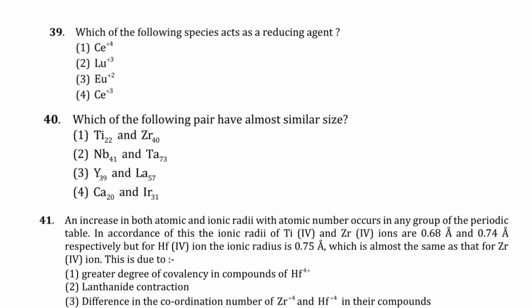Next, 39. Which of the following species acts as a reducing agent? You may already know that the higher the oxidation number, the better the oxidizing agent, and the lower the oxidation number, the better the reducing agent. Europium has a lower oxidation state, therefore it is a good reducing agent. That is the third option.